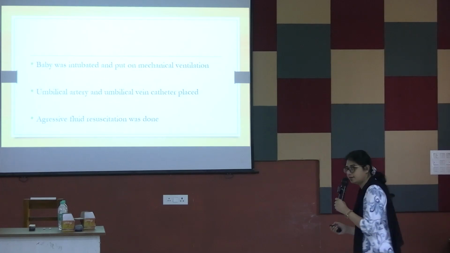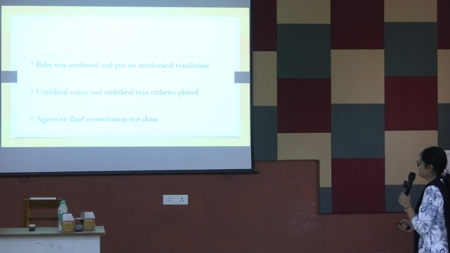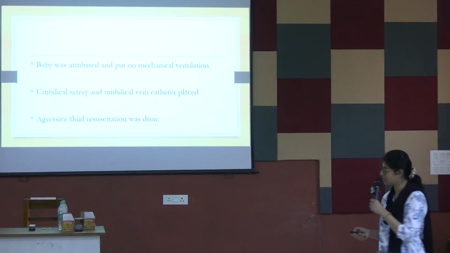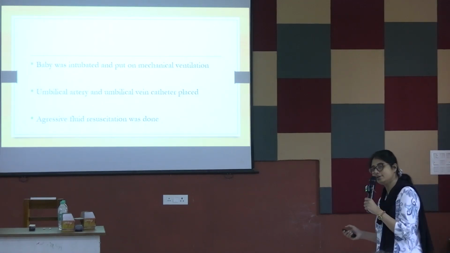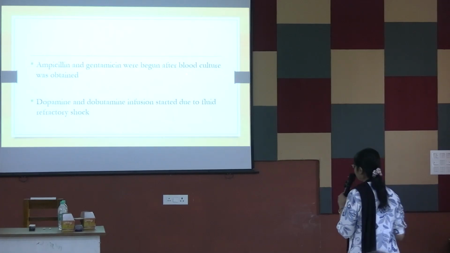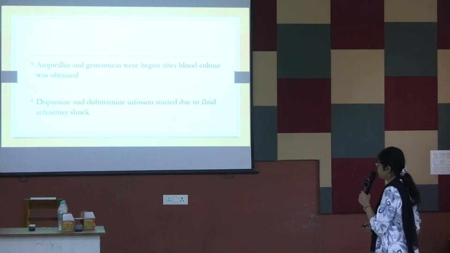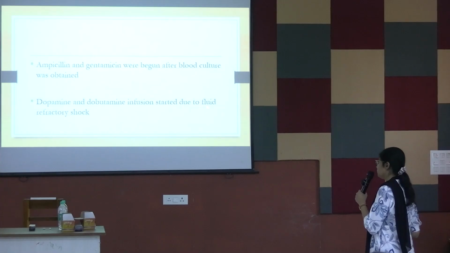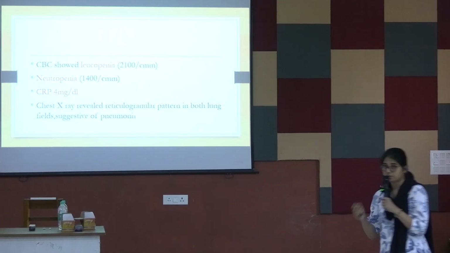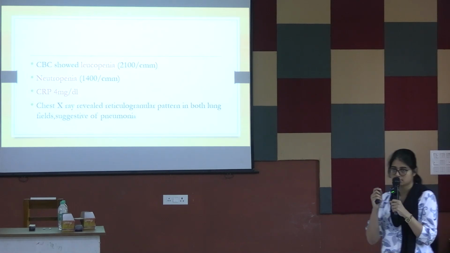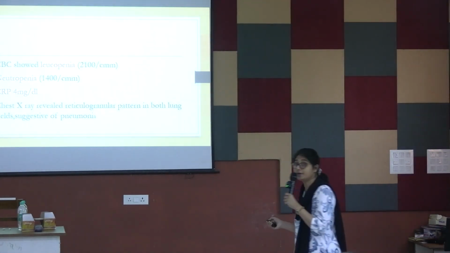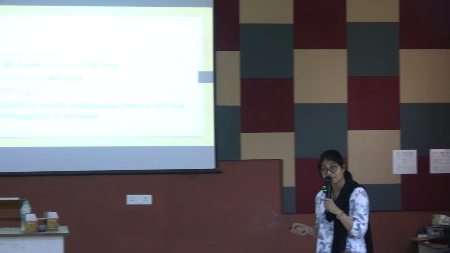Baby was intubated and put on mechanical ventilation. Umbilical artery and umbilical venous catheterization was done and aggressive fluid resuscitation was started. Ampicillin and gentamicin were begun after blood culture was obtained. Dopamine and dobutamine infusion was started due to fluid refractory shock. Now we sent blood samples. The sepsis screen was done. It showed leukopenia, that is 2100. Normal is more than 5000.